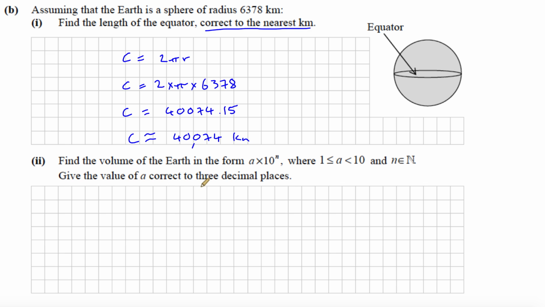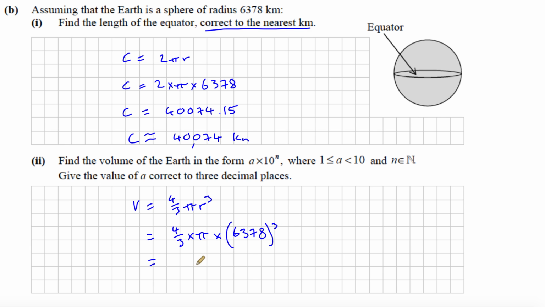Okay, part 2. Find the volume of the Earth in the form A times 10 to the n, where A is between 1 and 10, and n is an element of the natural numbers. So basically we have to put our answer in standard form. Give the value of A correct to 3 decimal places. The volume of a sphere is 4/3 pi r cubed. That's from the tables book. So that's going to be 4/3 times pi times the radius cubed. So the radius is 6,378 cubed.